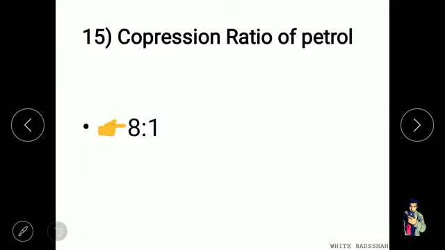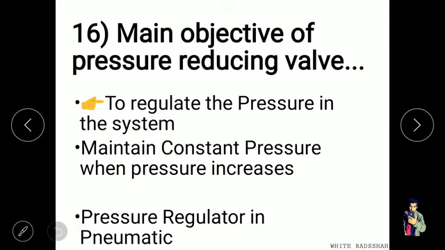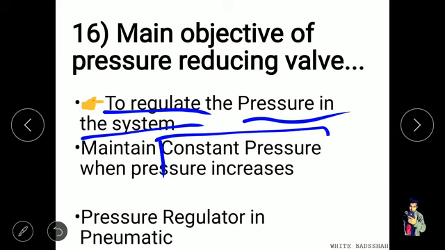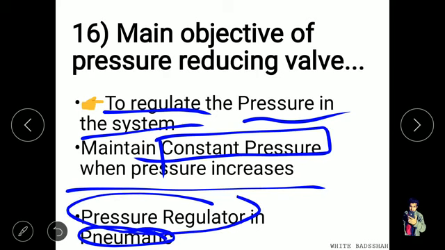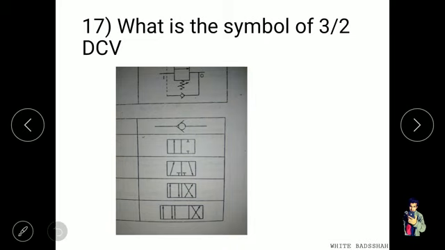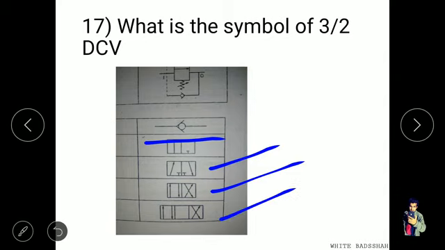Now, the compression ratio of petrol is 8:1. The main objective of a pressure reducing valve is to regulate the pressure in the system and maintain a constant pressure when the pressure increases. In a pneumatic system, the pressure regulator is used instead of a pressure reducing valve. Now, what is the symbol of a 3/2 direction control valve? This is 2/2, this is 3/2, this is 4/2 and this is 4/3 DCV.